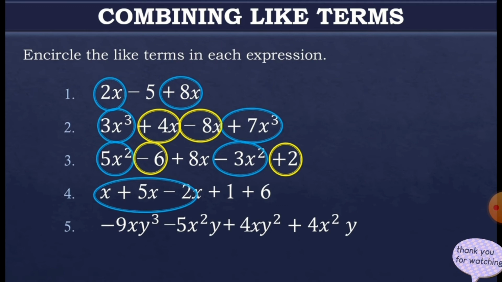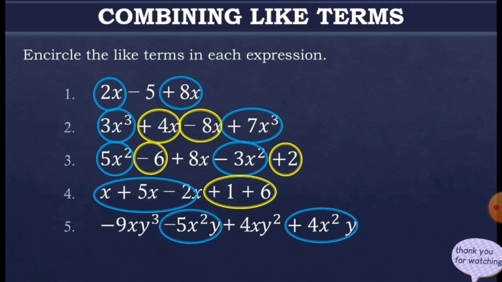For number 4, here you can see x plus 5x and negative 2x. So you can see they are like terms. And the two constants, positive 1 and positive 6, are also like terms. For number 5, negative 5x squared y and positive 4x squared y, they are like terms. Okay, kasi yung x squared at only y. Okay? Si negative 9xy cubed, walang kapariha. At si 4xy squared, wala ring kapariha. So, wala silang pares. Okay?